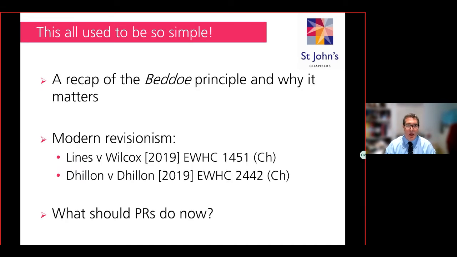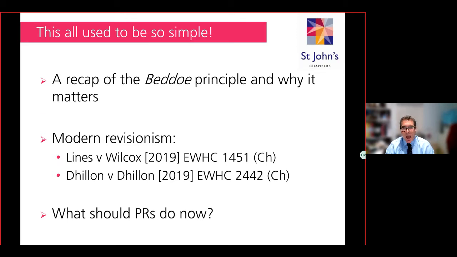We're going to be looking at three things in this talk. The first is just a recap of the Beddoe principle and why it matters. The second is looking at two recent decisions. I've just called them modern revisionism, but they illustrate the difficulty that now arises in how best for either beneficiaries or personal representatives to consider their positions dealing with claims involving estates. And finally, we're going to be looking at, in light of those authorities, what should personal representatives and beneficiaries do now if they want to prosecute or investigate a claim involving an estate.